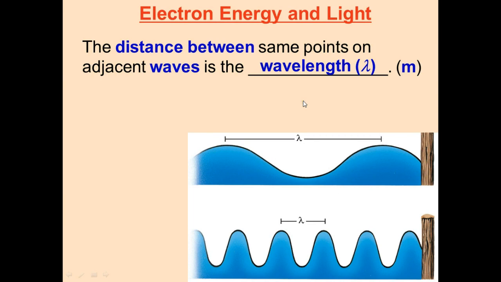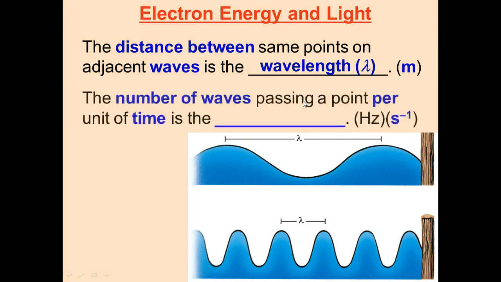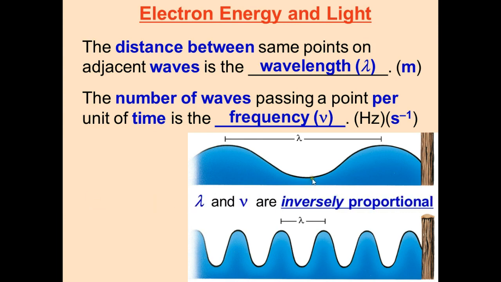that's its wavelength. And there's a second term you need to know: the number of waves passing a point per unit of time is the frequency. So pretty much the frequency is how many waves pass through at a given amount of time. So in 1 second, if 3 waves pass through, it has a frequency of 3. And if 2 waves pass through, it has a frequency of 2. And these two terms, wavelength and frequency, are inversely proportional.